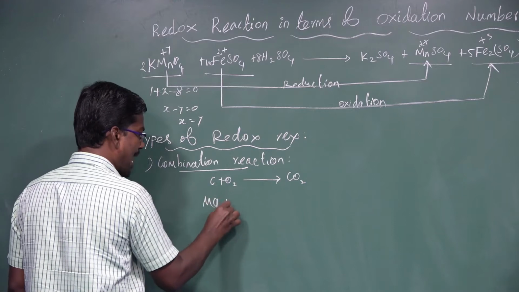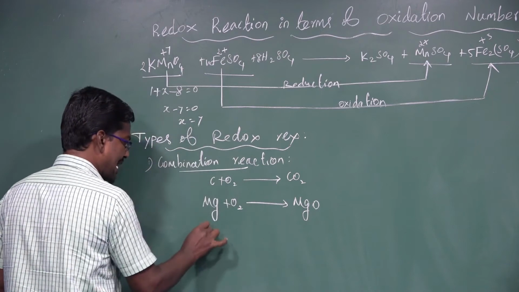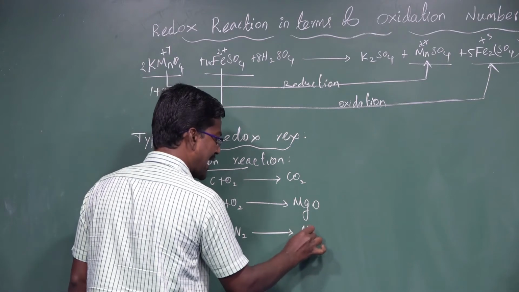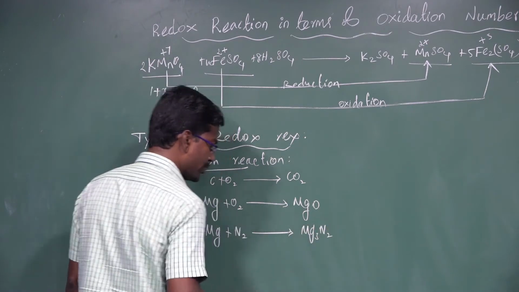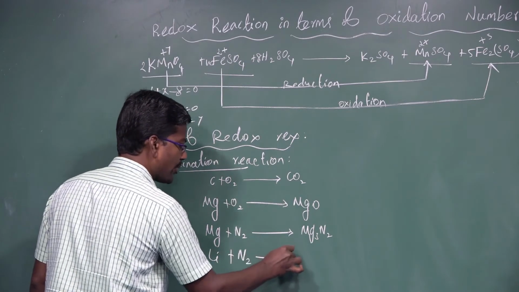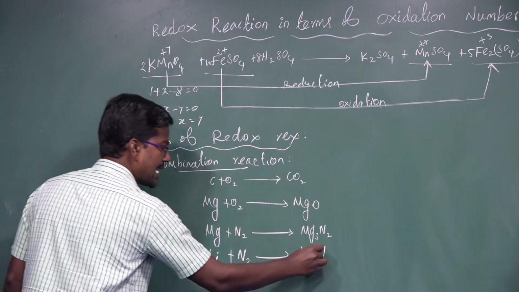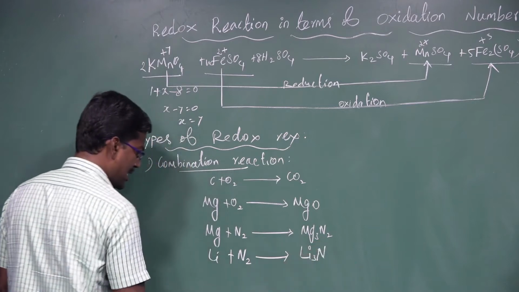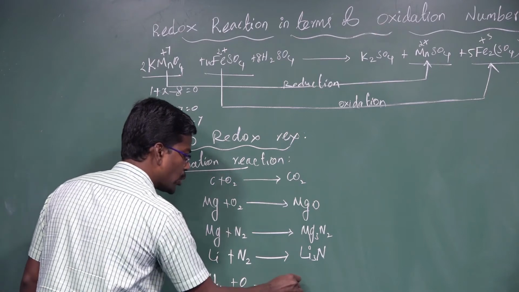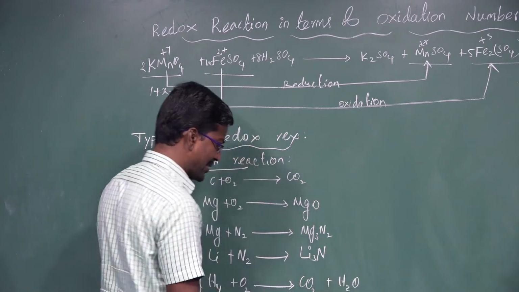Magnesium metal burns in air to form magnesium oxide, MgO. Magnesium metal also combines with nitrogen gas to form magnesium nitride, Mg3N2. Lithium metal combines with nitrogen gas to form lithium nitride, Li3N. Then methane burns in air to produce carbon dioxide, CO2, plus H2O. It is a combustion process.